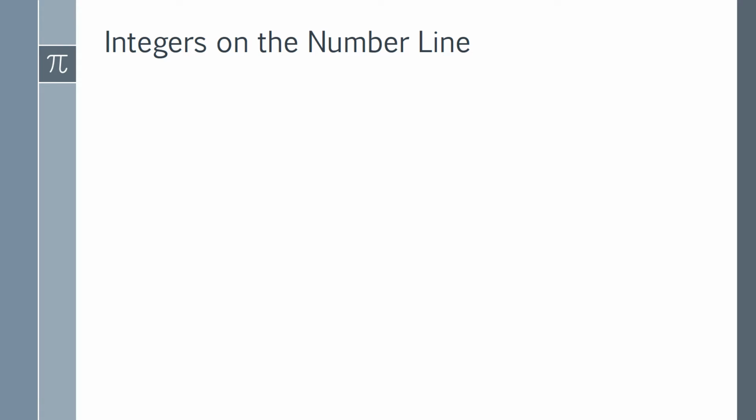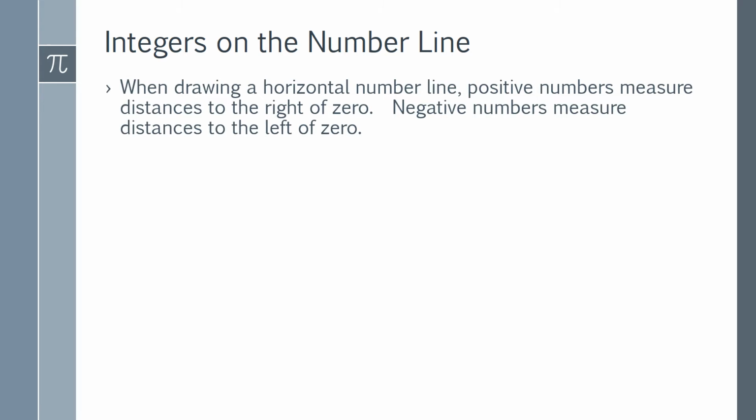Let's take a look at how to represent integers on a number line. When drawing a horizontal number line, positive numbers measure distances to the right of 0, and negative numbers measure distances to the left of 0. Start by drawing your number line. This time we'll place 0 in the middle, and to the right we have positive 1, positive 2, and positive 3. To the left we have negative 1, negative 2, and negative 3.